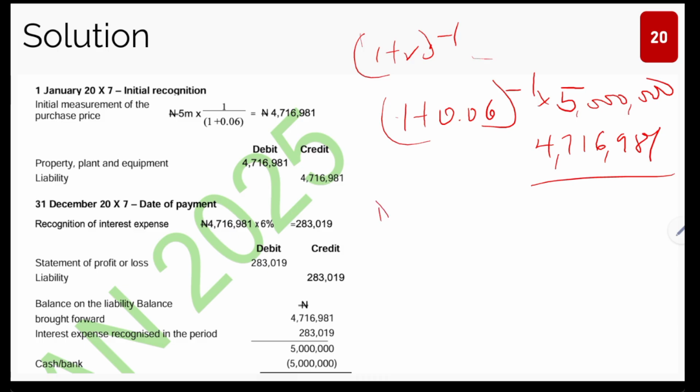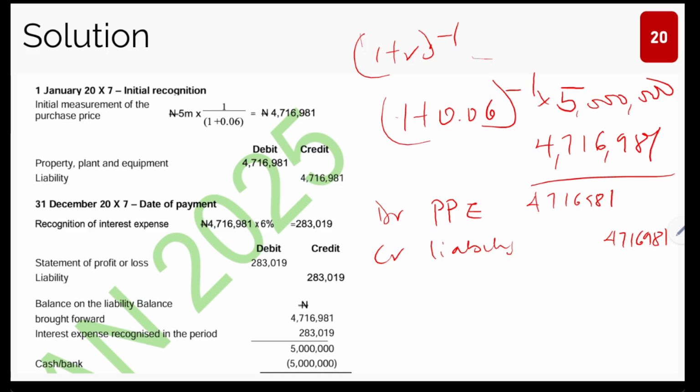So what do we do? We debit PPE because now we have a new PPE. Then you credit liability, 4,716,981, because we're paying at a future date. Okay, but of course we know it's 5 million, so how do we then adjust for this at the end of the period?